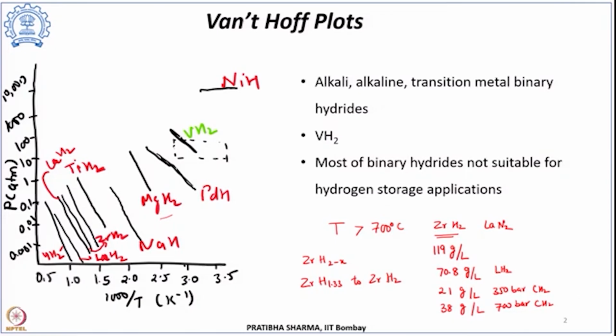Another binary hydride is vanadium hydride. Vanadium hydride again has a high volumetric capacity of 190 grams per liter. But the major problem is, if we see this box, this is the only hydride which lies in the range of optimal conditions of temperature and pressure. The rest have a high desorption temperature. Most of the hydrides, if we see, have higher desorption temperature or higher stability.